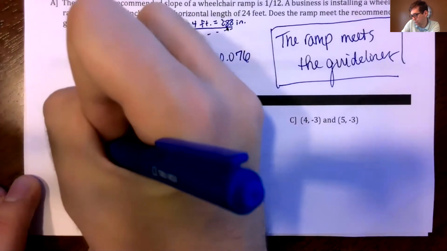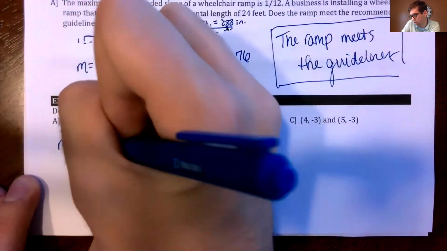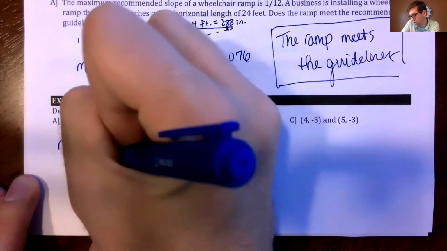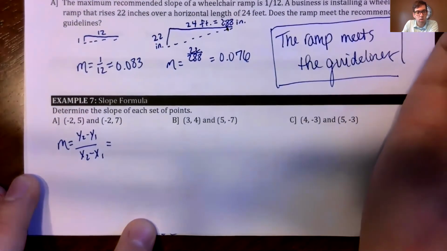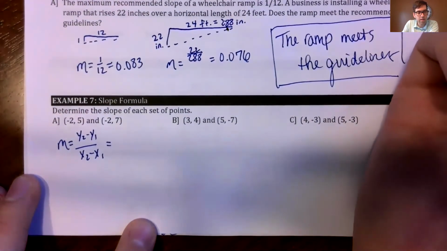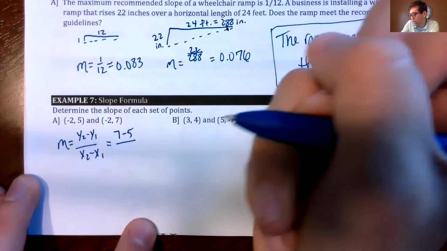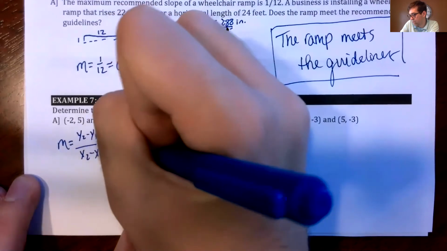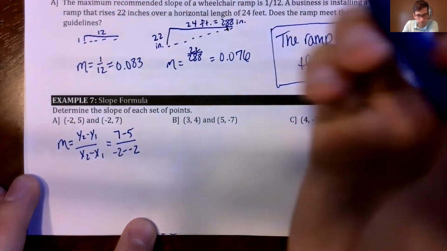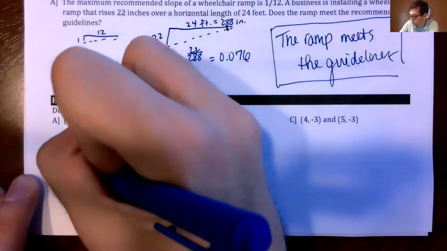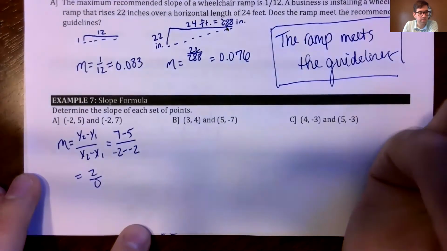This shouldn't be too bad. We have y2 minus y1 over x2 minus x1. So our y2 is 7 and our y1 is 5. x2 is -2 minus -2. So we end up with 2 over 0.